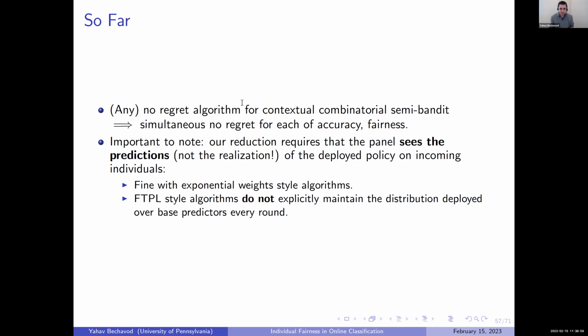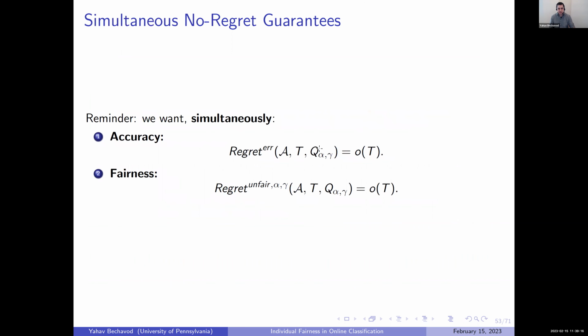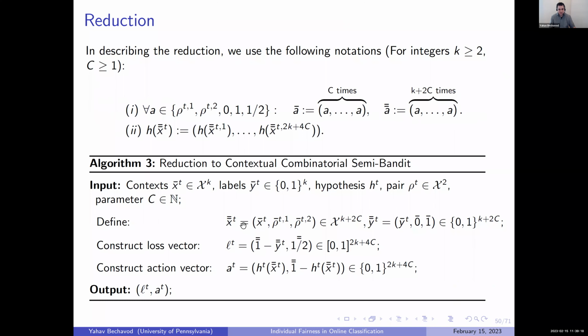One thing that is important to note on the reduction part is that the reduction requires that the panel sees the predictions and not the realization. What I mean by that, if you look back at the way that this fake stream, this X double bar, is defined, is by this row T1 and row T2, which is like the individuals on which there is a violation. But to detect this alpha or this alpha gamma violation, the panel has to see the policy and the individuals and the predictions.